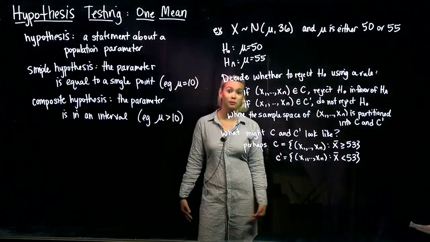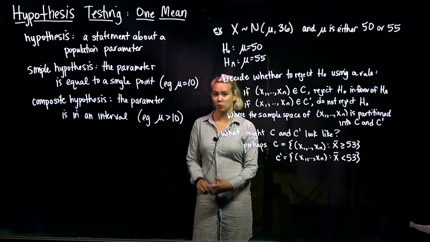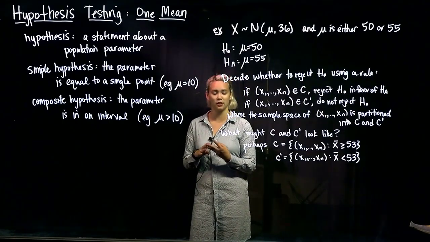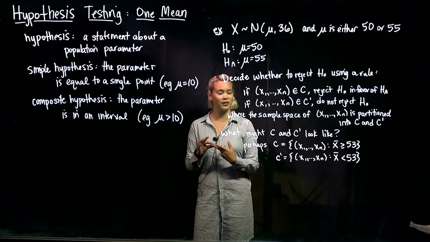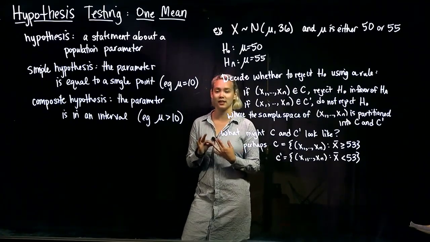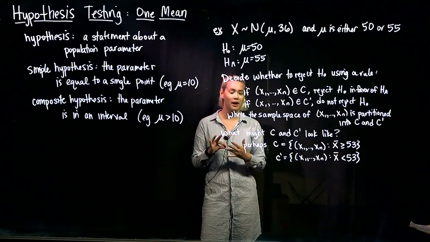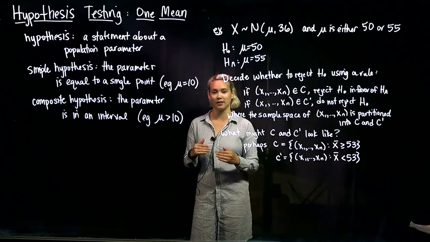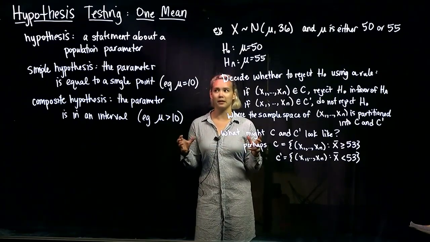Our math stat class can be broken down into three main topics. We had point estimation, interval estimation, and hypothesis testing. So we've already covered point estimation and interval estimation, and now we're finally getting into this last topic of hypothesis testing. All right, so we're going to start off by using hypothesis testing to think about one mean.